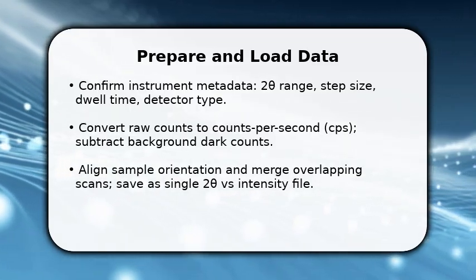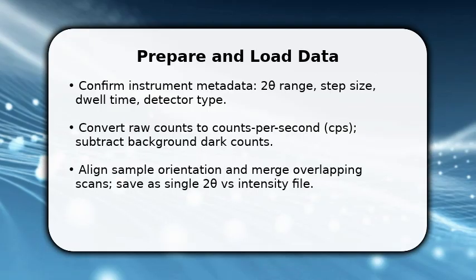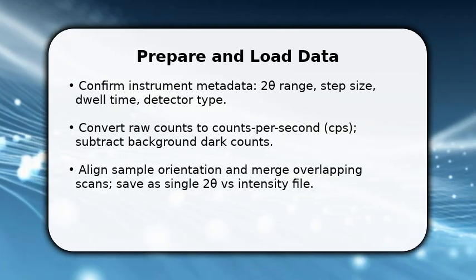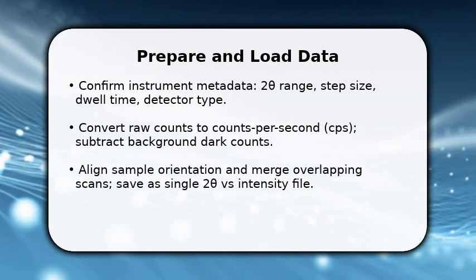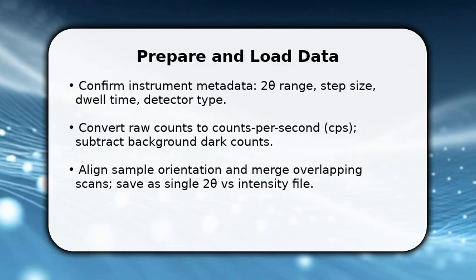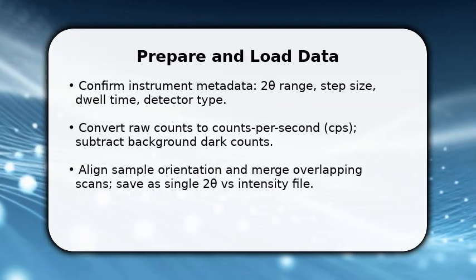Once done, align overlapping scans by matching peak positions and merge them into a single 2θ intensity dataset. Make sure metadata like step size and detector type are attached so later corrections use correct parameters.